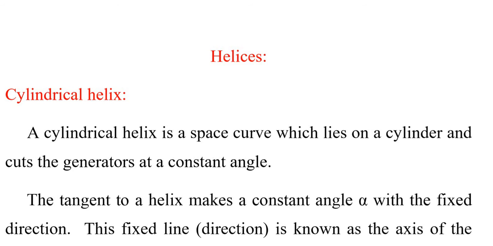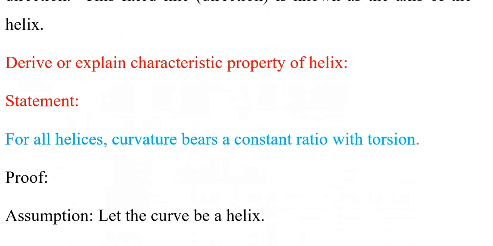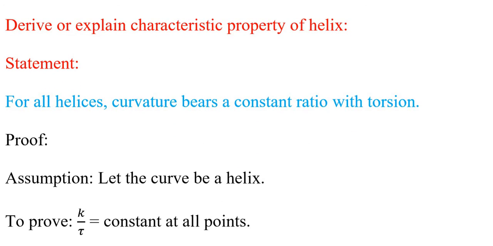First, helix. In helix, first we are going to see the cylindrical helix. The cylindrical helix is a space curve which lies on a cylinder and cuts the generator at a constant angle. The tangent to a helix makes a constant angle alpha with a fixed direction. This fixed line is also known as the axis of the helix. Now we are going to derive some properties of helix.